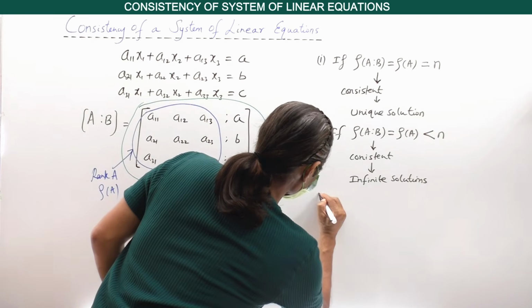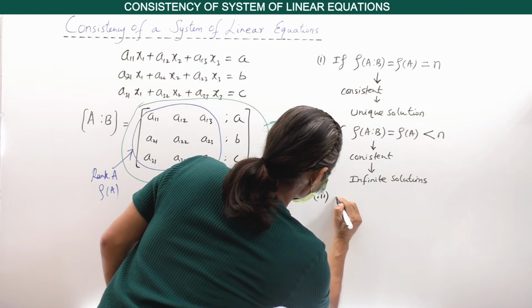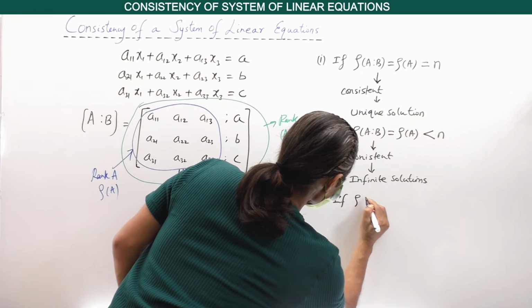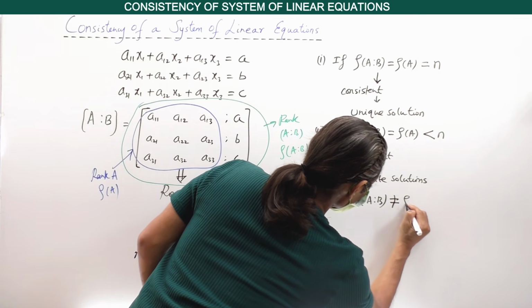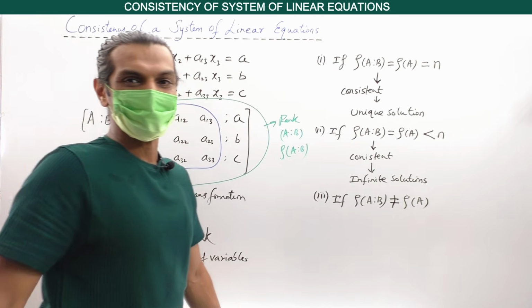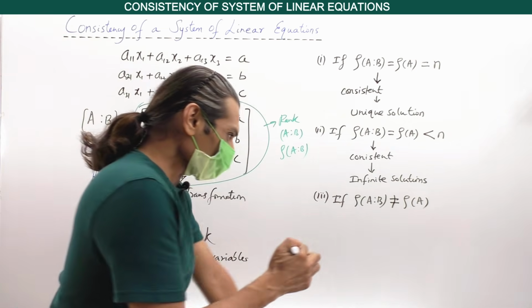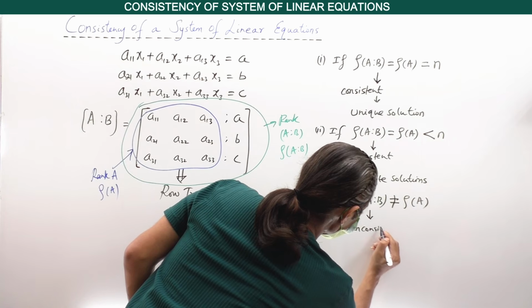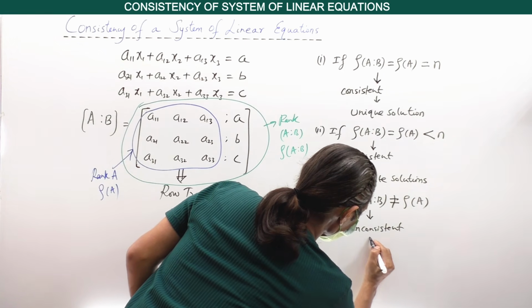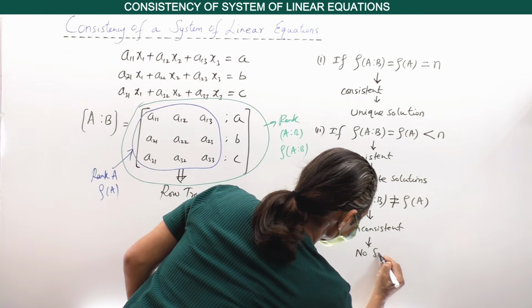Then the third and last one: if the rank of A augment B is not equal to the rank of A, then the system is inconsistent, hence no solutions.